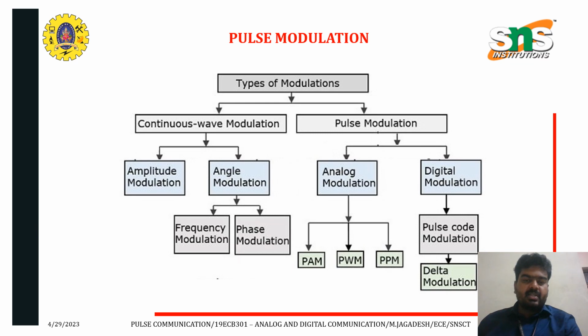So, we already discussed continuous wave modulation methods in the previous lecture. That is amplitude modulation, and angle modulation, that is frequency modulation and phase modulation. And pulse modulation is one type of modulation technique. Pulse modulation has two types: analog modulation and digital modulation. In analog modulation, we have three types: PAM, PWM and PPM. In digital modulation, we have two types: pulse code modulation, which we usually call PCM, and another one is delta modulation, that is DM.